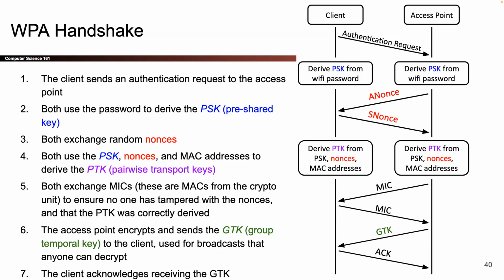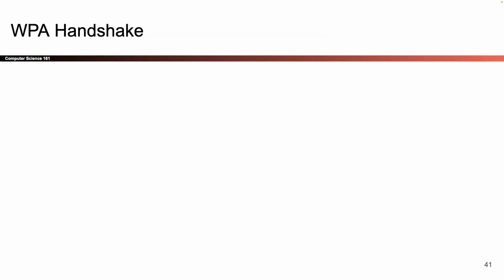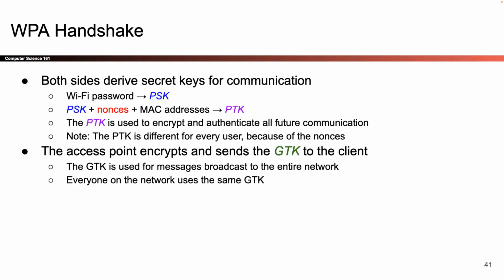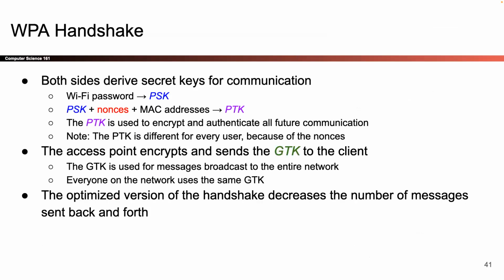So this is going to stack up, and it's going to make connecting to a Wi-Fi network kind of slow. I don't like that. So I'm going to make it faster. So this next version of the handshake that you're going to see, it is the exact same handshake. I am not changing any of the semantics. The derivations are exactly the same.